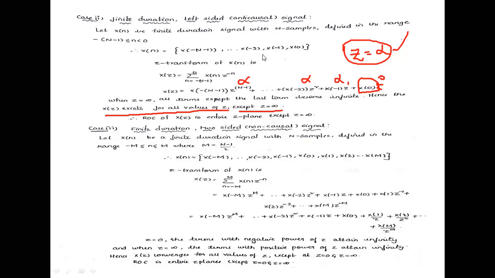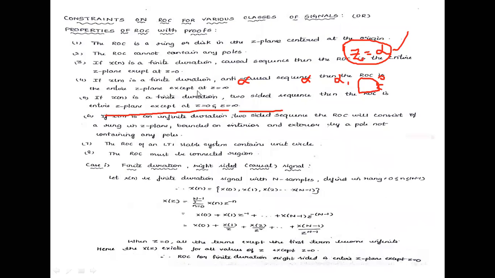Okay. See here, the fourth one. The case 2, what we prove here now, the x of n is a finite duration. Finite means minus n minus 1 to 0. It is anti-causal, because causal means right-sided. Anti-causal means left-sided sequence. Then the ROC is the entire z plane except z is equal to infinite. Except z is equal to infinite, for the remaining values it exists.